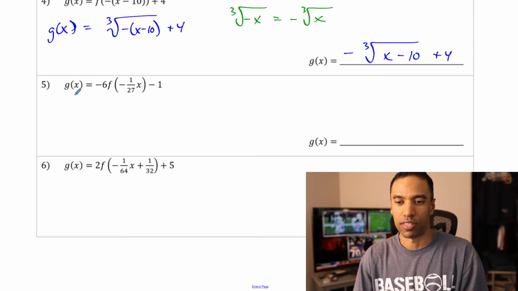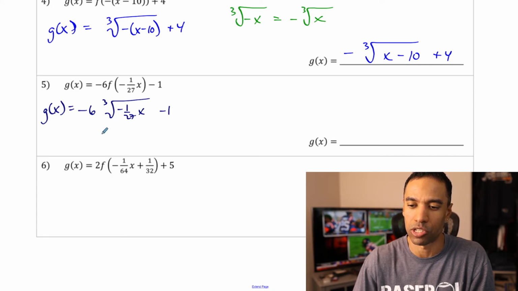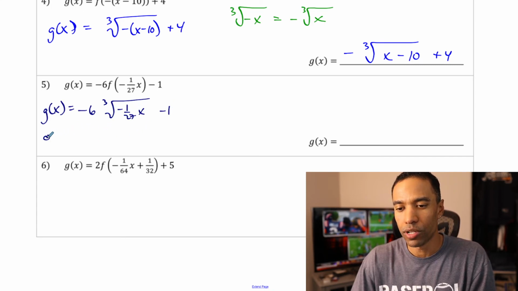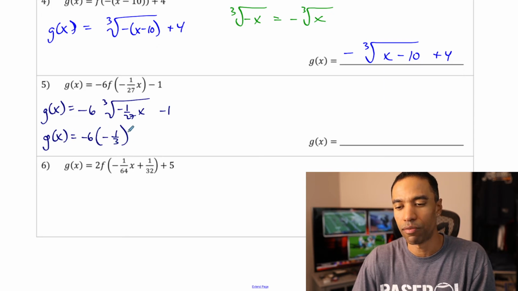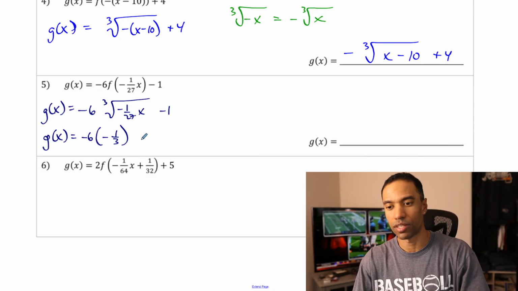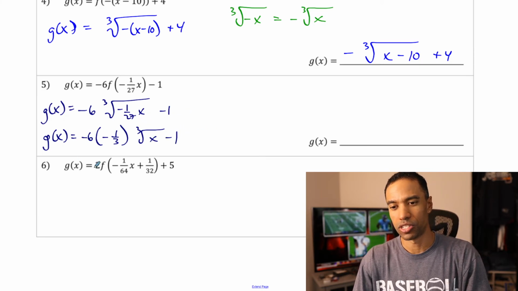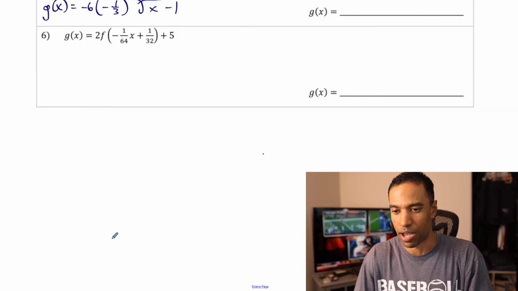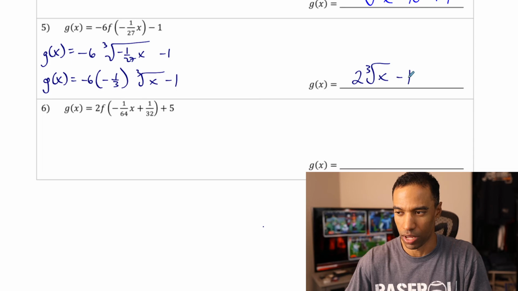Oh, negative 1/27. Not bad. We just talked about 27 being pedestrian. Negative 6 times the cube root of negative 1/27 x and then minus 1. Cube root of negative 1/27. Remember, the negative can come out with it. It's going to be negative 1/3. Negative 1/3 times negative 1/3 is 1/9 times negative 1/3 is negative 1/27. And then cube root of x minus 1. Negative 6 times negative 1/3 is negative 6 divided by negative 3, which is a positive 2. So we are going to get 2 times the cube root of x minus 1.